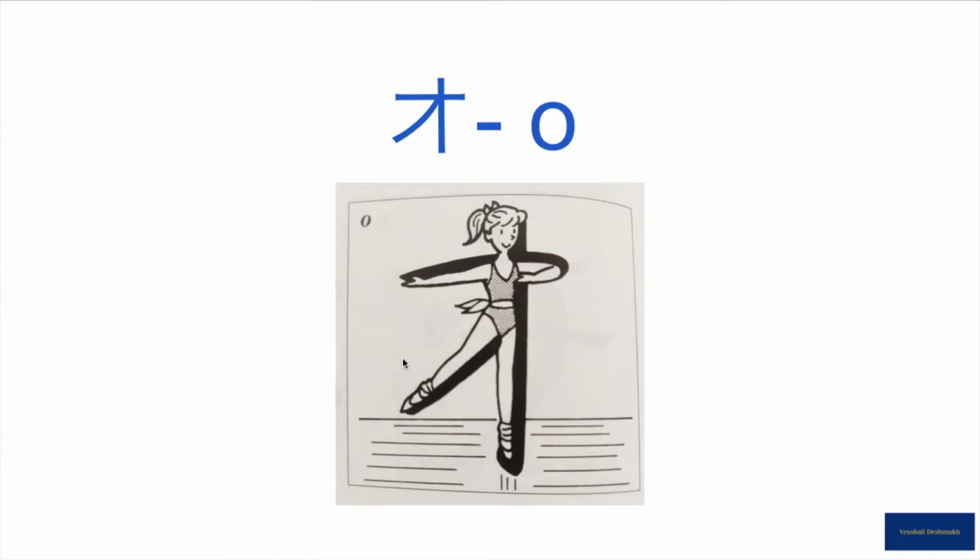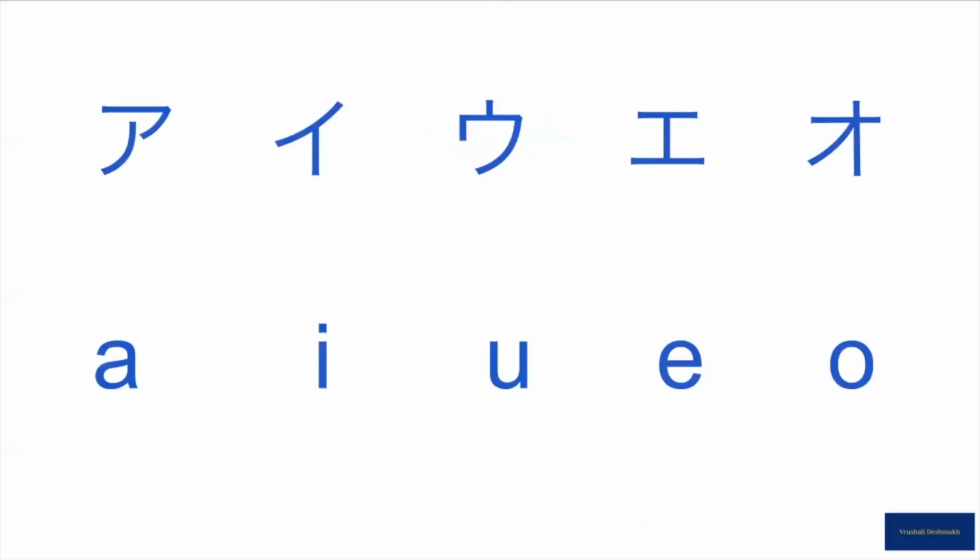For o, you can visualize a picture of a dancer and someone giving a compliment. Oh, what a good dancer. Oh, this is o. You have 3 strokes, 1, 2 and 3. O, oh, what a good dancer is the hint. So just now we have seen a, i, u, e, o.